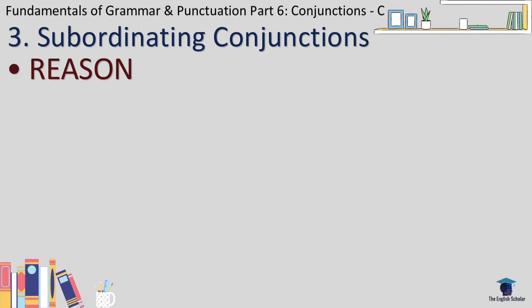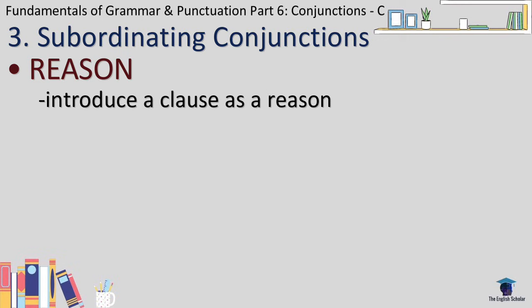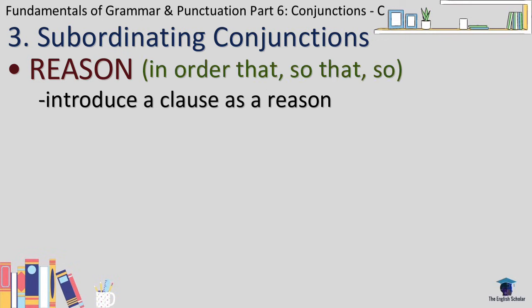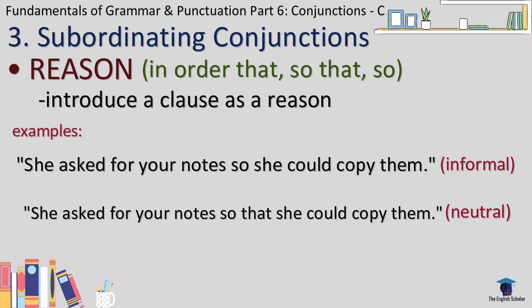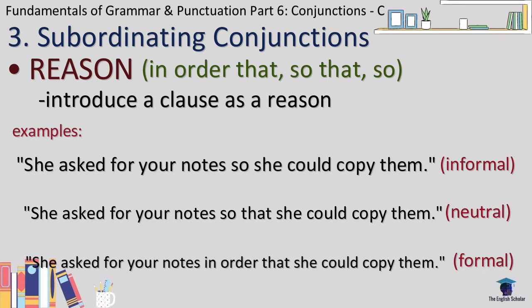Next, reason category or reasoning. When we want to introduce a clause as a reason, we use the subordinating conjunctions in order that, so that, and so. Example, she asked for your notes so she could copy them. She asked for your notes so that she could copy them. She asked for your notes in order that she could copy them. Meaning she wants to copy your notes, that's why she asked for them.